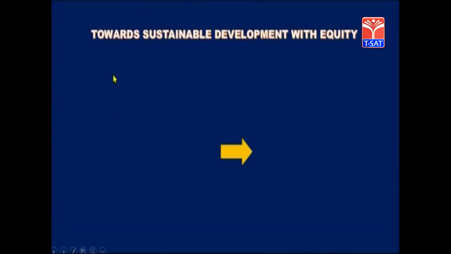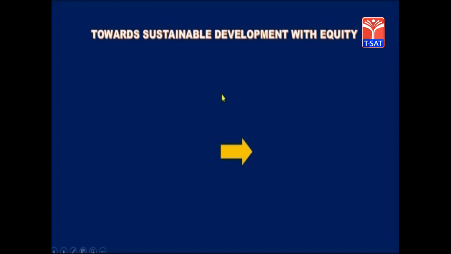So now let us see. Till now we have discussed how the projects influence people's lives, how they are threatening the lives of the people. For one, it is a development. For the country, it is a development. But for the people who are living there, it is a destruction. So now let us see towards sustainable development with equity. What is the meaning of sustainable development? Sustainable development means development of the present generation for fulfilling their needs without compromising the ability of future generations to fulfill their needs. Both present as well as future generations have to fulfill their needs with equity.